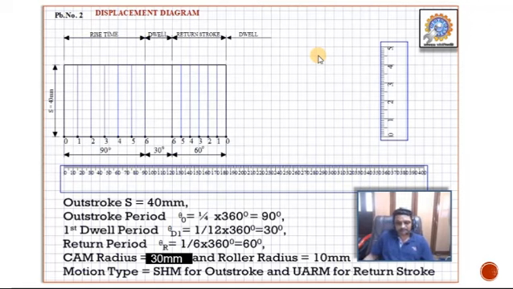I have divided the rise as well as the return stroke into 6 equal parts as shown in the figure. After doing that, the first part, the rise, needs to be done in simple harmonic motion, and the return stroke happens in uniform acceleration and retardation motion. So as per the basic concept of the displacement diagram, we are supposed to have these curves.